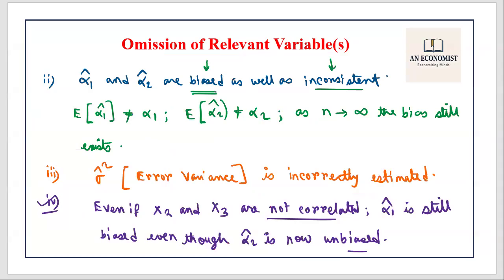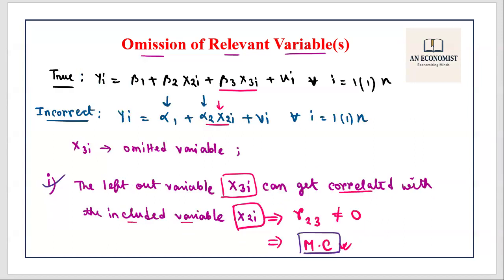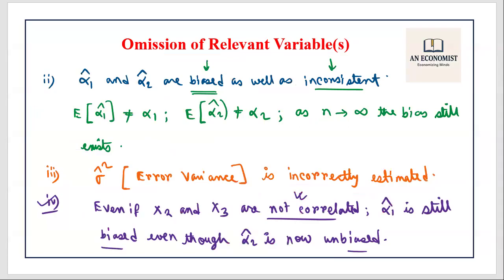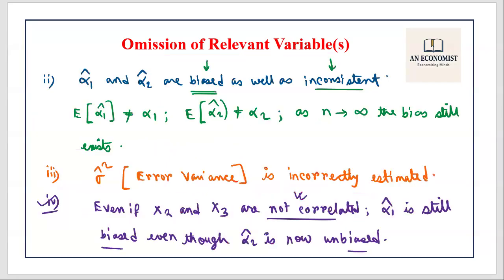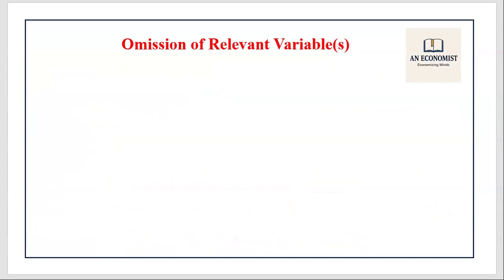Suppose the excluded variable x3i and the included variable x2i are not correlated with each other. Even then you will see alpha 1 cap, the estimator of the intercept parameter, will still be biased, although the slope parameter estimator alpha 2 cap will now become unbiased. And in this video, we'll prove this thing. So hold on, I'll show you why this happens. So this will be the fourth consequence.